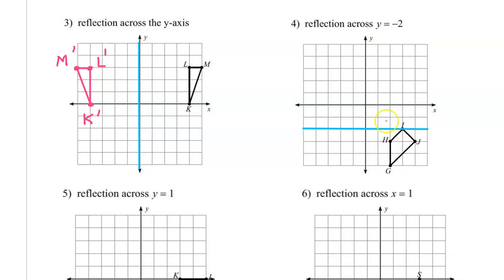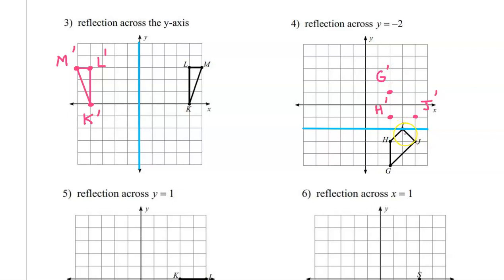So we're just going to count squares on either side. Notice that point H is 1 unit below the line, so H prime will be 1 unit above the line. J is 1 unit below, J prime will be 1 unit above. Point G is 3 units below the line, so G prime will be 3 units above the line.